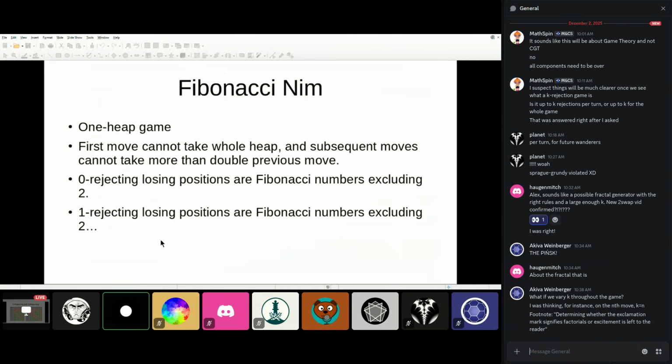Right, but if you're taking a sufficiently large amount of pieces on the first move, more than half of the heap anyway, then it doesn't even matter. It's the same as the first player being able to take the whole heap or not being able to take the whole heap. Right, I see where you're coming from. That might be it. Yeah.